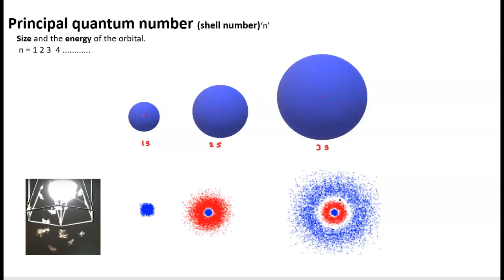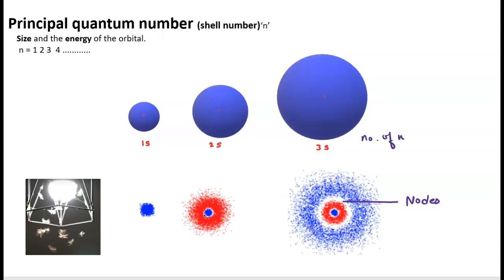So we denote these portions as nodes. These are nodes. Okay, so in 3s orbital you can find that there are two nodes. See, one node is here and the second node is here. In the 2s you can find one node only, at this place.